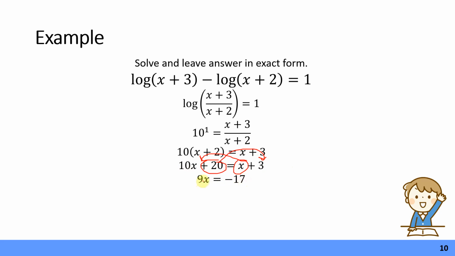From here, we just have to divide both sides by 9. And I get my final answer of x equals negative 17 over 9. And there we go. That's my answer since they wanted it in exact form.